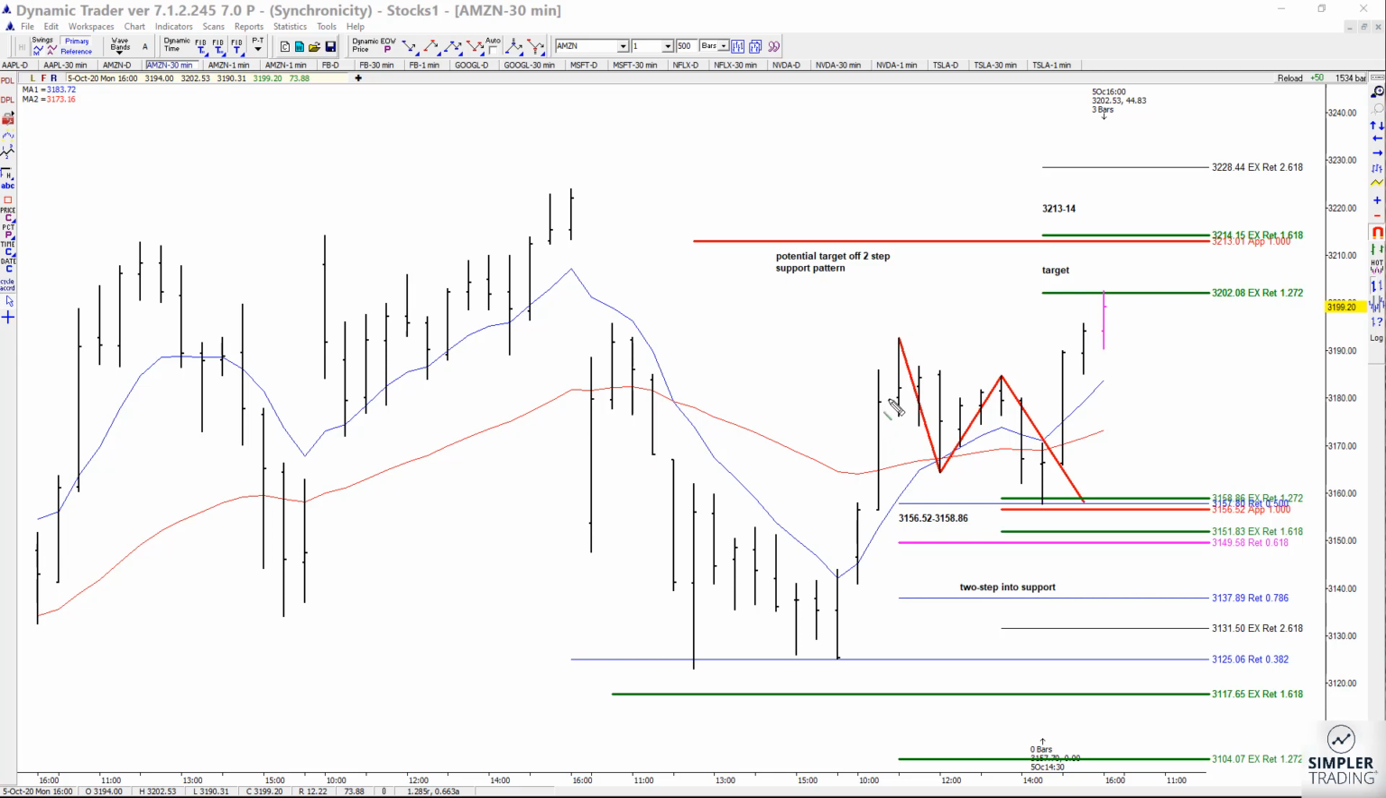And this is basically textbook. You had the zigzag, you had all the price relationships hold, and then you met minimum target number 1. It's not always going to happen this way. Not all of my trades are going to be winning trades, okay? But at least this one was a nice one today.